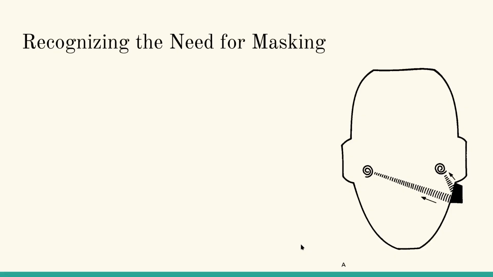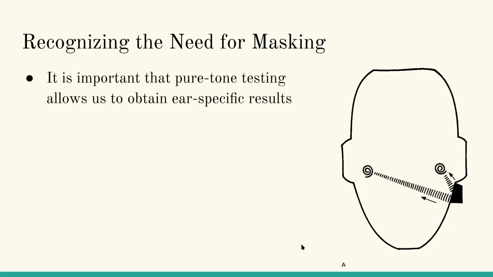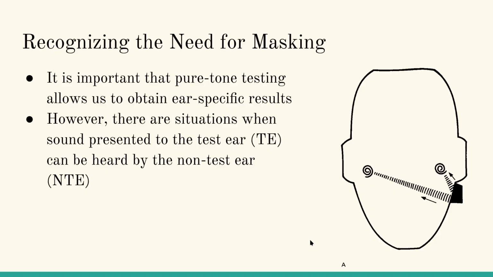So we need to recognize when we need to mask. We've talked about masking briefly. We need to know when we need to mask. That's the key thing, because we need to obtain ear-specific results. There are situations when sound is presented to the test ear. In this example, sound is being presented to the test ear, the left ear, but is heard by the non-test ear, as we see by this diagram. Both the test ear and the non-test ear are hearing that signal. Bone conduction testing is the best example of this.